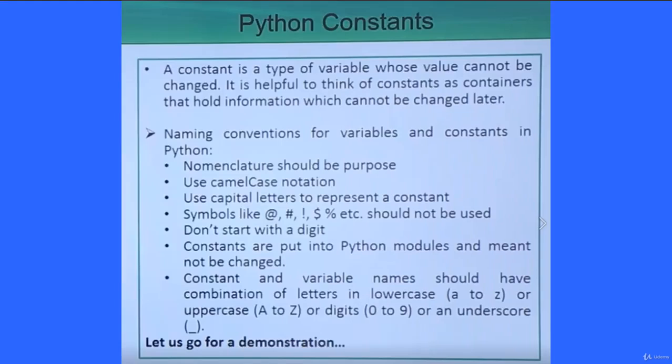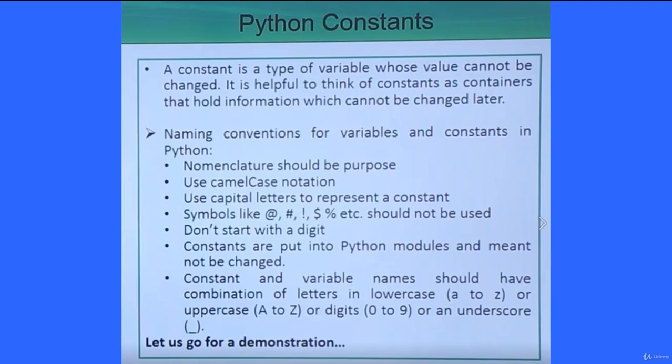A constant is a type of variable whose value cannot be changed, and it is helpful to think of constants as containers that hold information which cannot be changed later on. So a constant is nothing but a variable which will be holding a value, but the value cannot be changed later on.